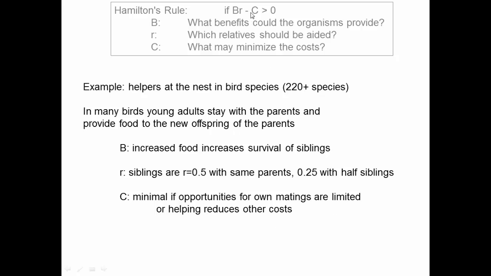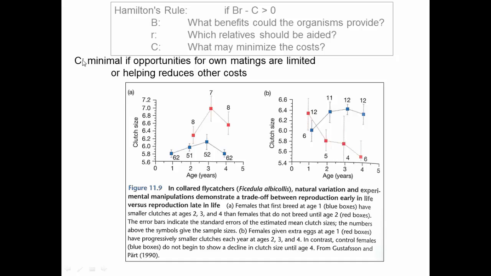So under what circumstances might we expect this to evolve? Situations in which maybe matings as a young adult are not very probable, or if there are other, say, benefits to fitness. So looking at this cost aspect, this is a series of observations that were done with collared flycatchers, which is one of these birds. In this figure here, this is looking at the reproduction of females that start reproducing at age 1, and on average, how many eggs do they lay? And that's on average around 6.